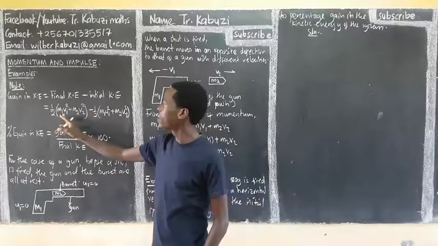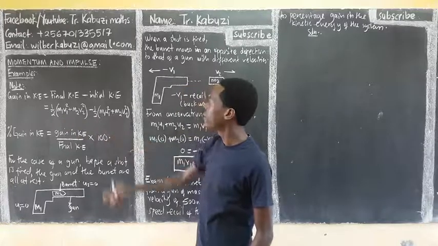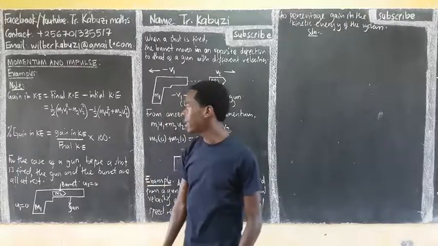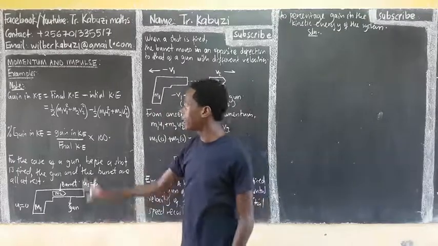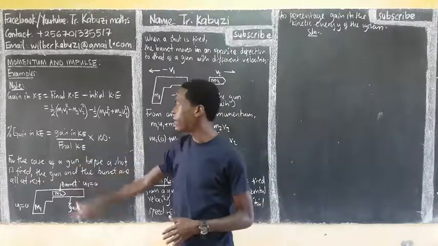When you factorize out this common half, you see that's what we have, then minus that of the initial. The percentage gain in kinetic energy is given by the gain in KE over the final KE, then times 100. That's the difference. If we are in a loss, we take the loss over the initial.